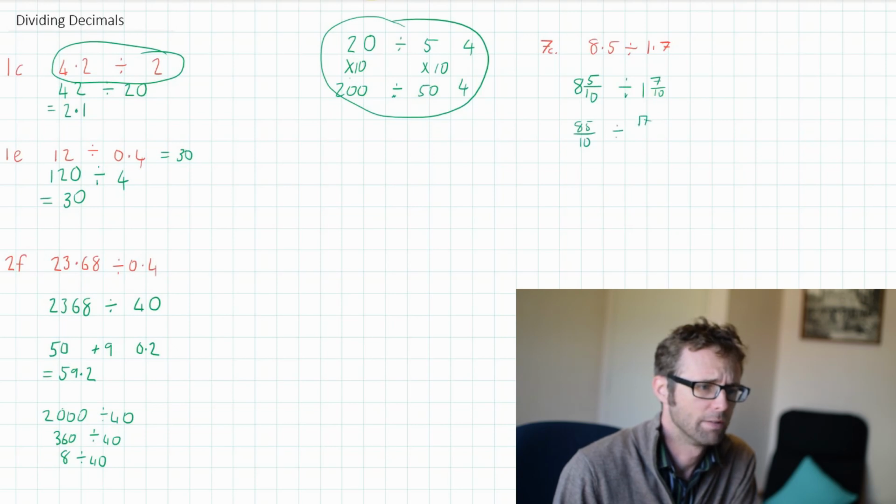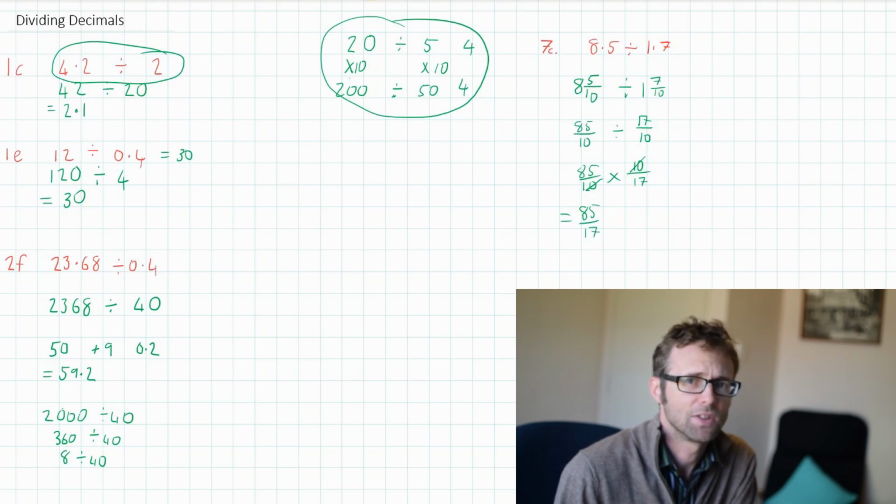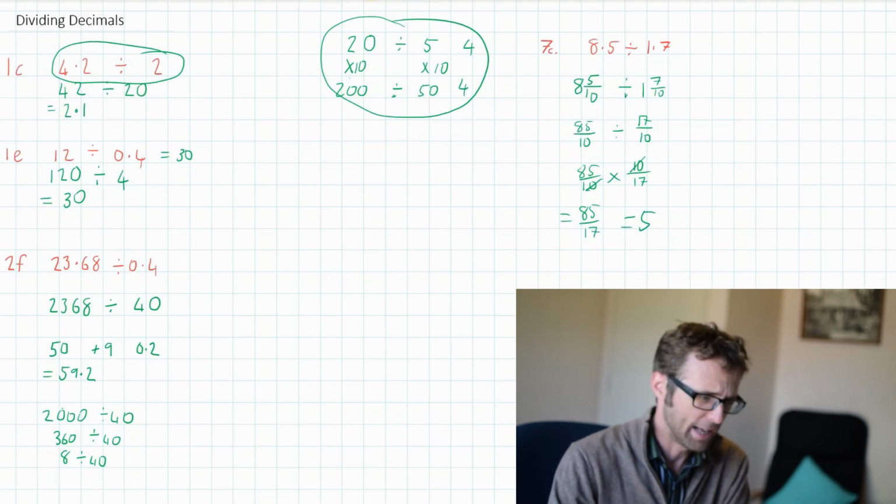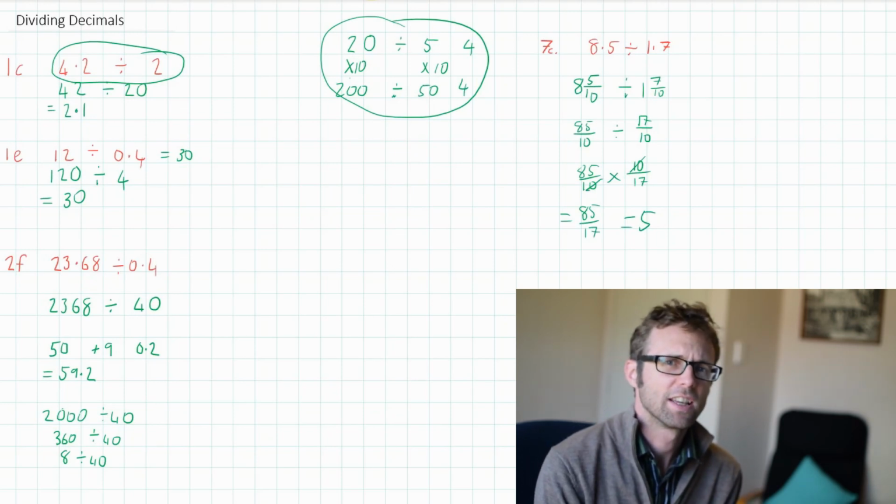17 over 10. Now when we are dividing fractions, of course, it's the same as multiplying by the reciprocal, and then we can cancel out like this, and we're going to get 85 over 17. And well, what's 85 over 17? Well, we know that 5 times 17 is 85.